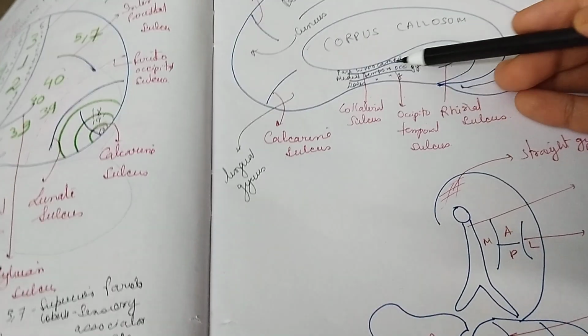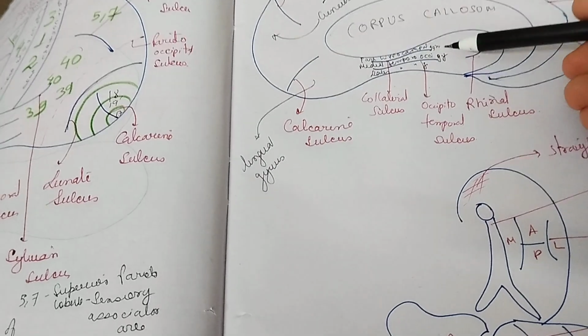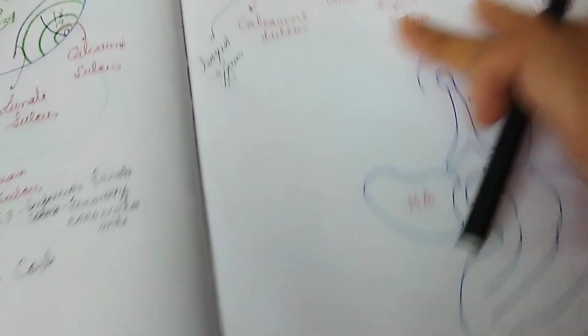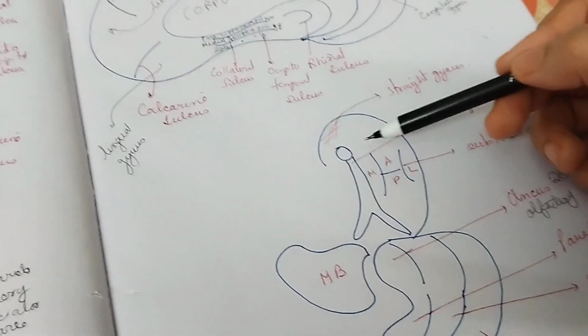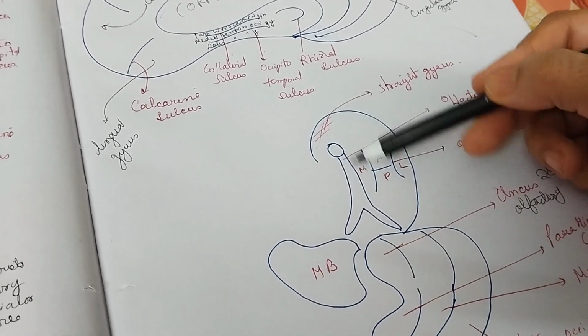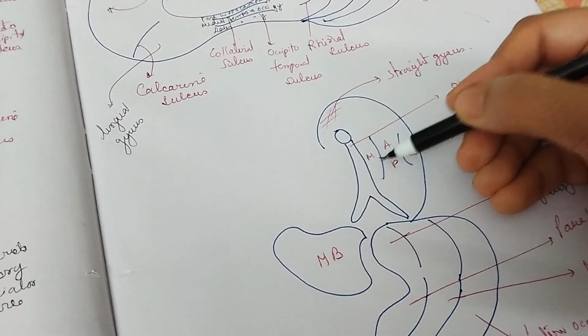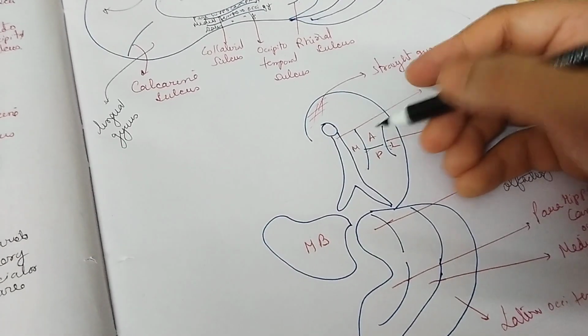This particular gyrus is known as the parahippocampal gyrus. This is known as the medial temporo-occipital gyrus. This is known as the lateral temporo-occipital gyrus. Whenever we come to the inferior surface of the brain, we always have to remember this is the olfactory tract, or you can say the olfactory sulcus. There is an H-shaped sulcus over here, which is known as the orbital sulcus.